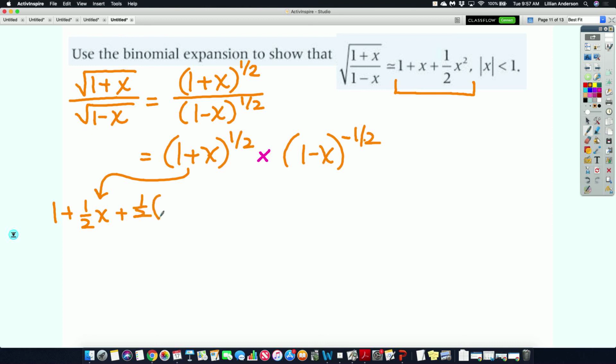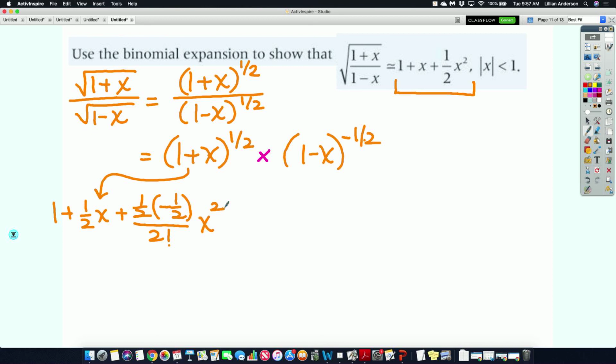So it's going to be alpha times alpha minus 1, so that's going to be a negative 1/2 all over 2 factorial x to the second power. Do I need to keep going? No, I don't. Because if I look at how the answer was supposed to be, only goes with the x to the second, so I don't need to go any further than this. Okay?